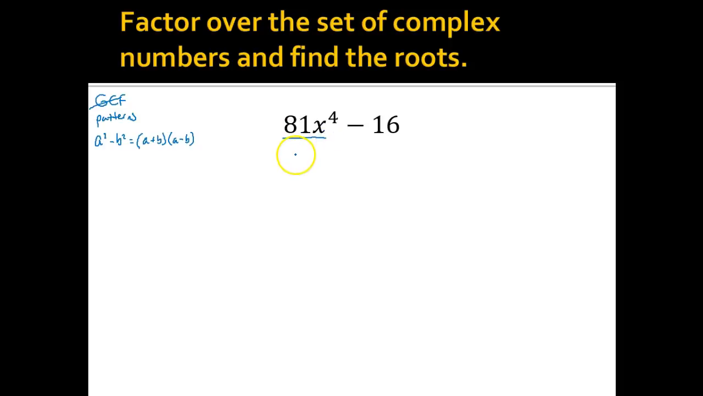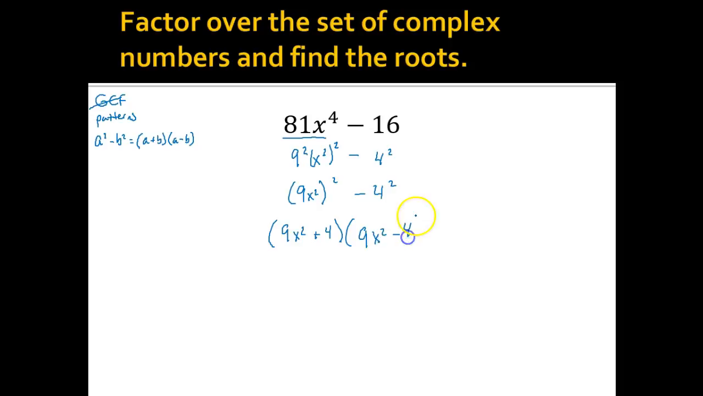81 is 9 squared. X to the 4th is x squared squared. And 16 is 4 squared. So we could write this as 9x squared squared minus 4 squared, and so there's our a and b. 9x squared is our a and 4 is our b, and we can write this in the pattern here. It's 9x squared plus 4 times 9x squared minus 4.